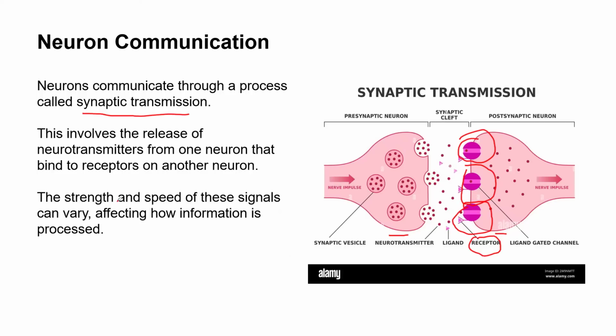The strength and the speed of these signals can vary, affecting how information is processed. So you see, the number of the neurotransmitters, the quality of the neurotransmitters, as well as the quality of the receptors from each and every neuron in the body actually affect the speed and the strength of the signals that are sent across each synapse.